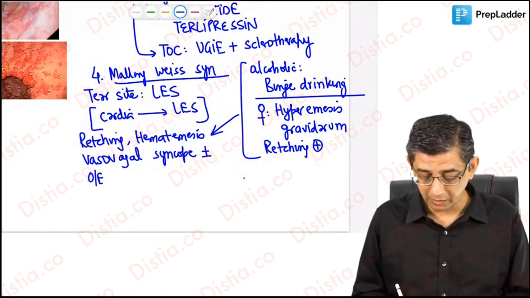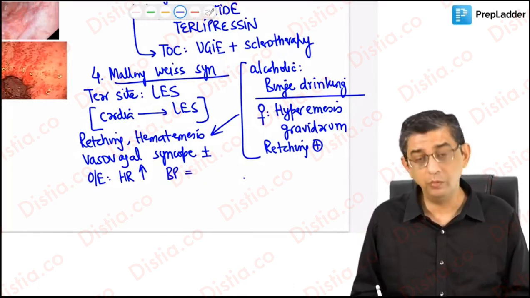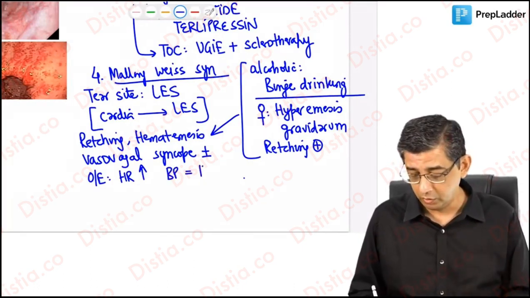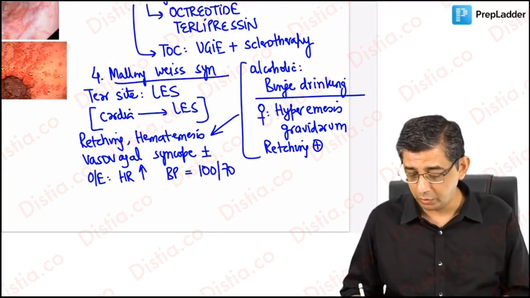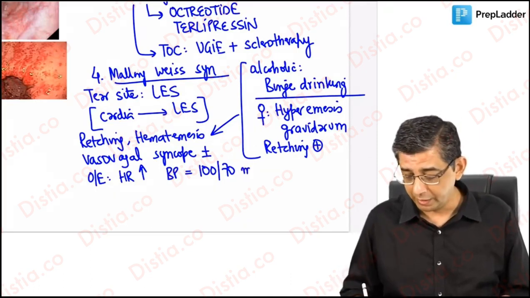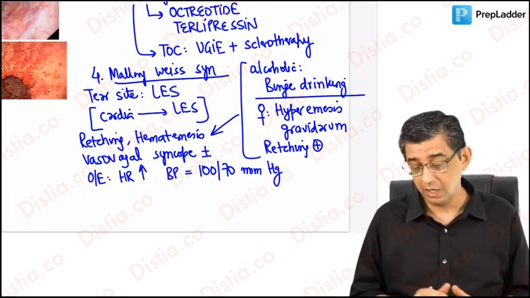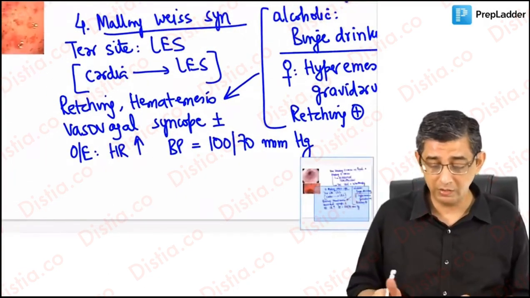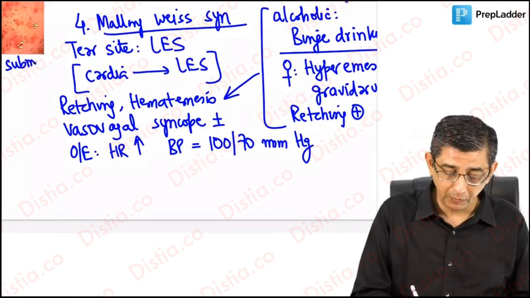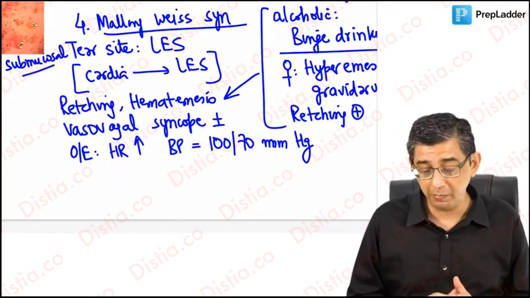When this person reached my hospital, I did a quick examination of the vitals. The heart rate was dramatically increased to, let me say, 110 per minute. The blood pressure of this patient was at the moment on the lower side. Let me give you a value of 100 by 70 or 110 by 70. So what I'm trying to say is that in Mallory-Weir syndrome, though the blood might look like it is in very large amounts and the person might freak out and become unconscious, usually you do not have the person going into shock. Why? Because in this particular case, the tear which is present is submucosal. You do not have direct arterial access, or maybe only branches of the artery might be involved.